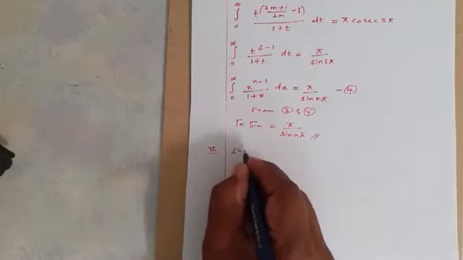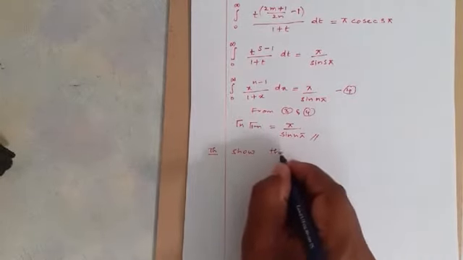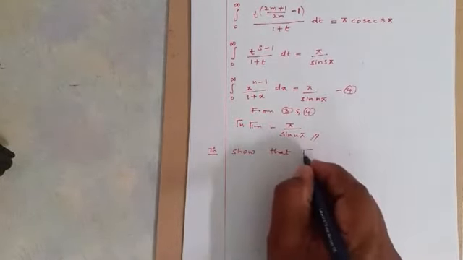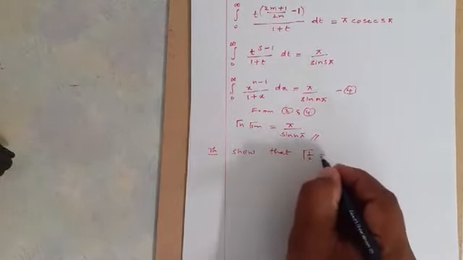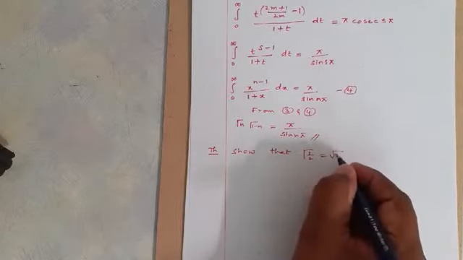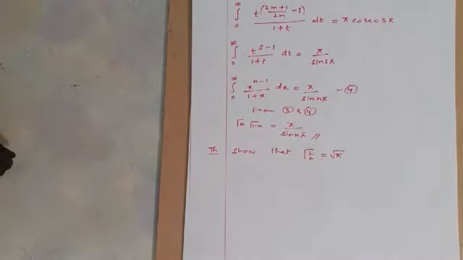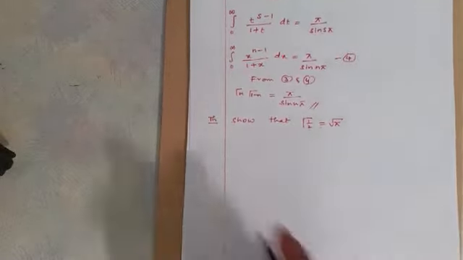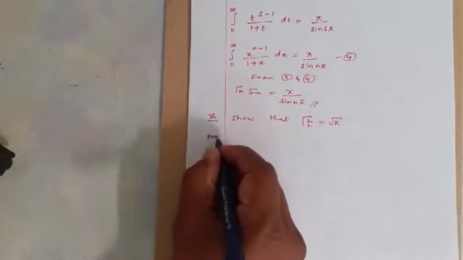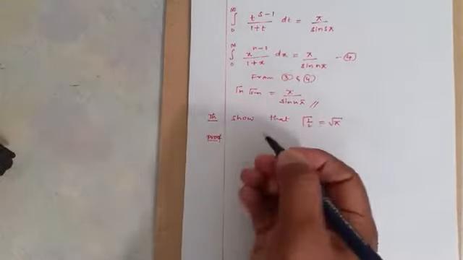Now write down, show that gamma 1 by 2 is equal to root pi. This is also very important. Let us do it now. We prove this by taking the relation between beta and gamma.